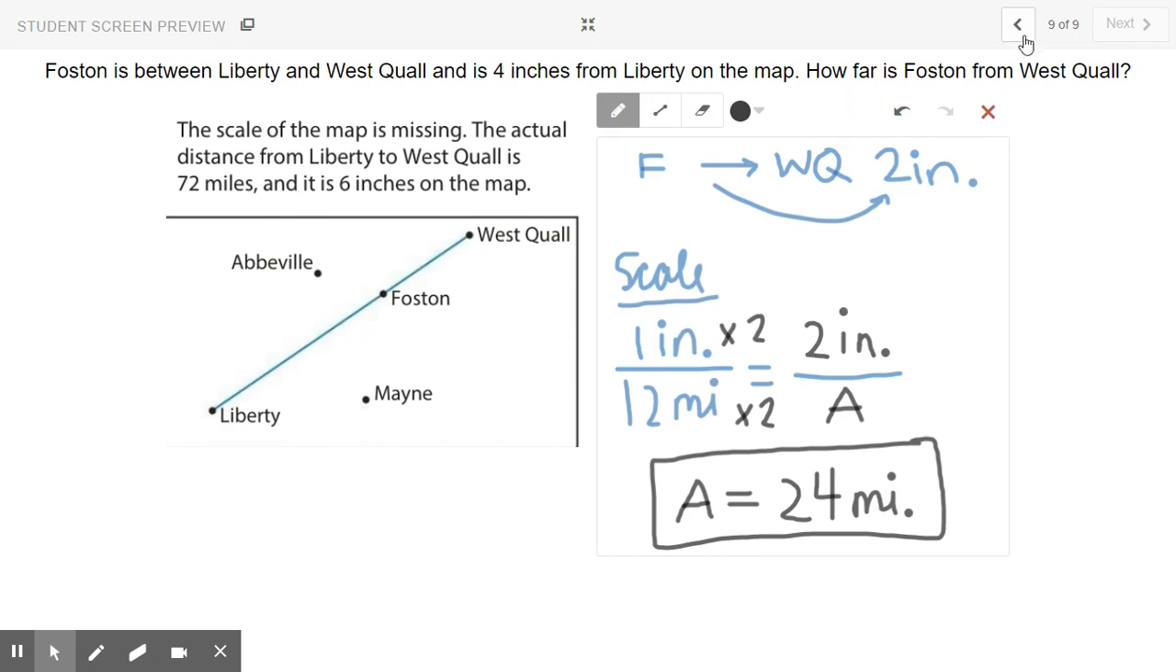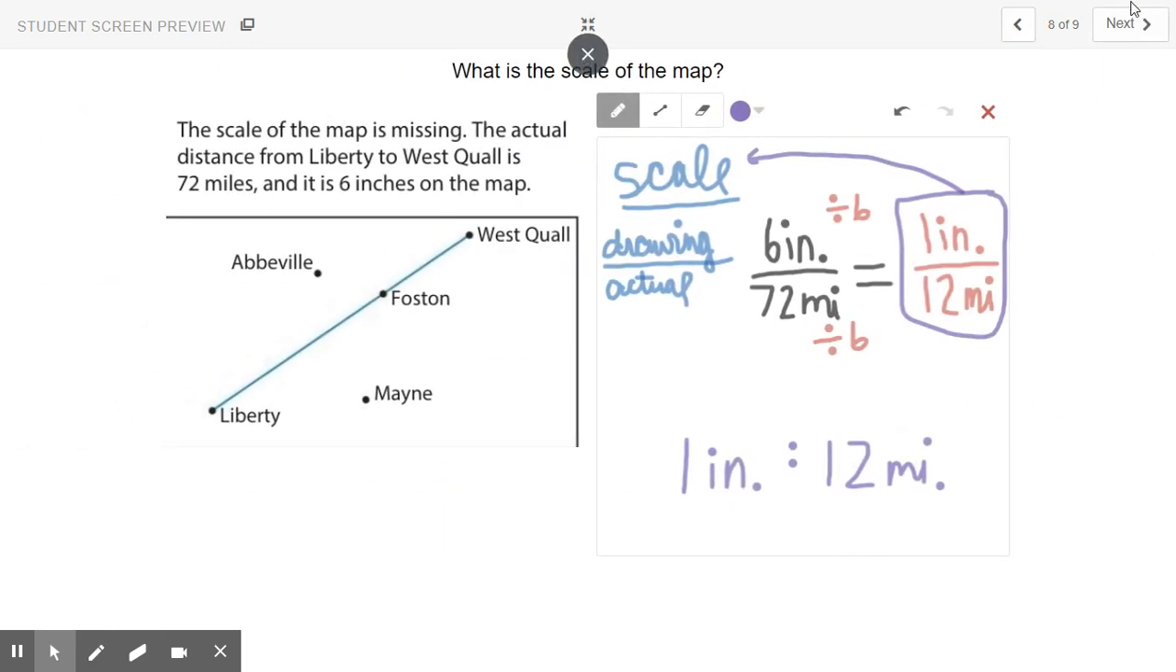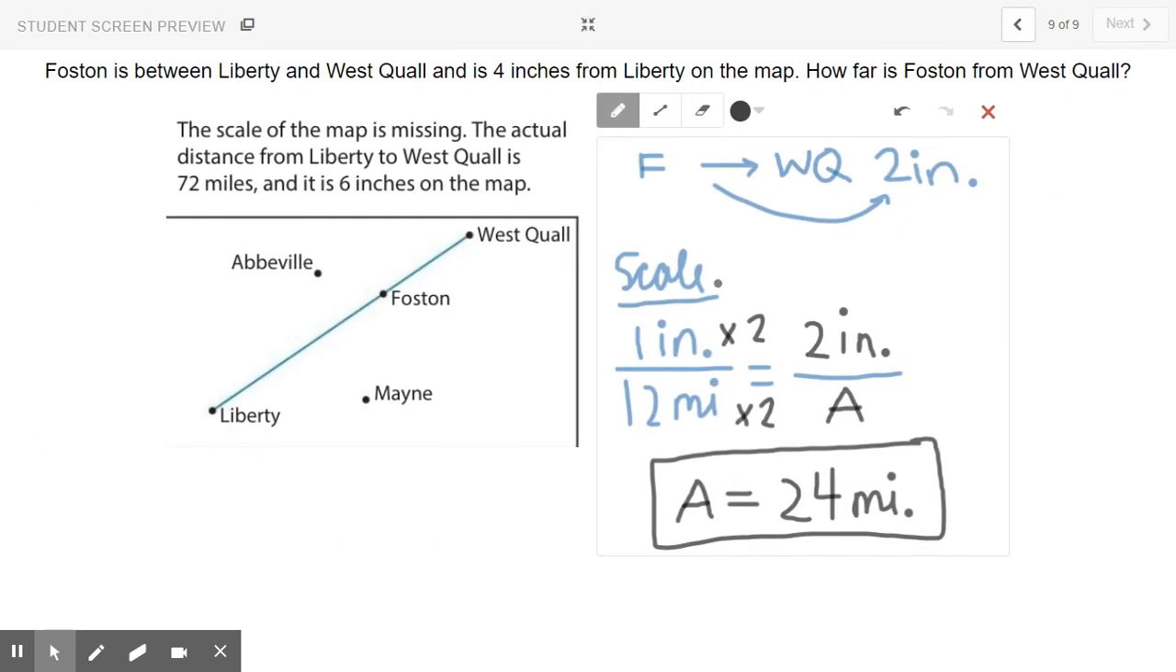Now I'm going to take the scale that I had figured out from the previous question, drawing over actual is 1 to 12. I know that the drawing distance is 2 inches, so I put that on top. 1 times 2 is 2, 12 times 2 is 24. So the actual distance is 24 miles.